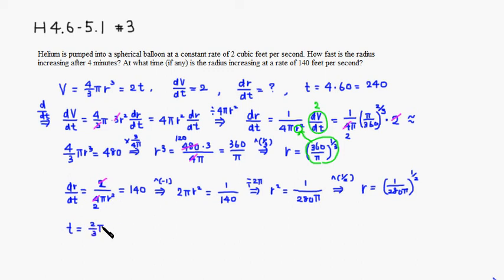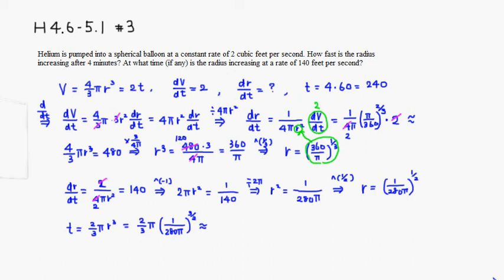pi r cubed, right? So we just need to plug in this value in here. So it's going to be 2/3 pi, and our value is 1 over 280 pi raised to the 3/2 power. So let's compute that, right?